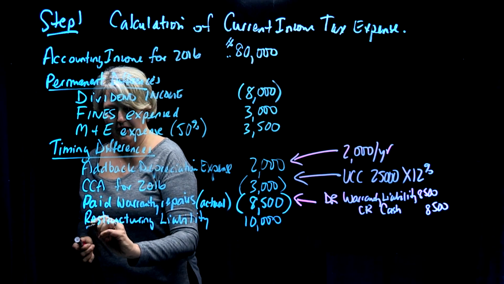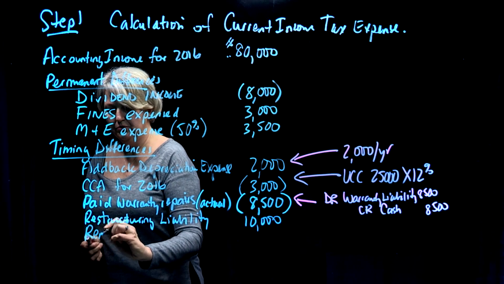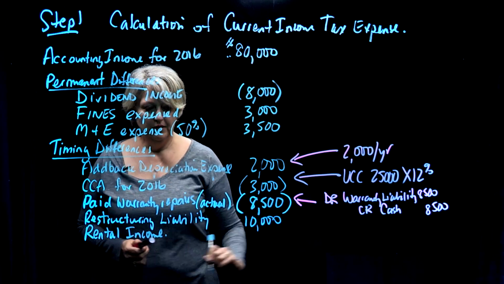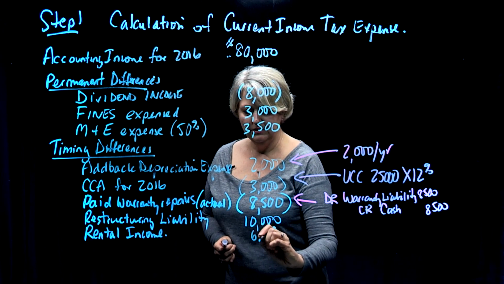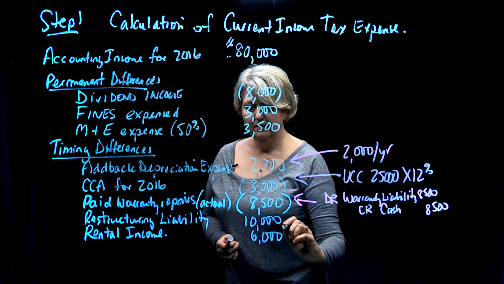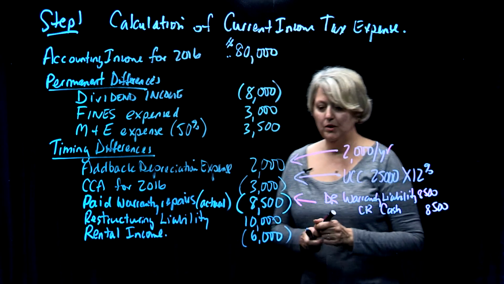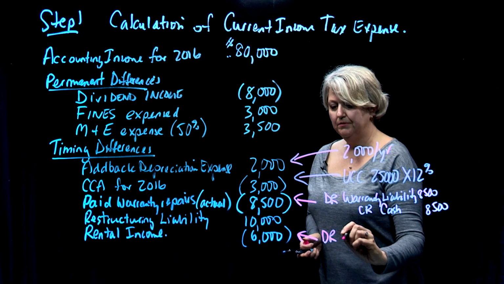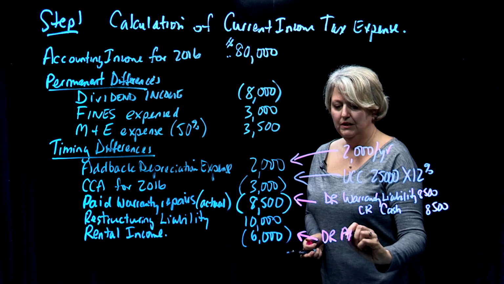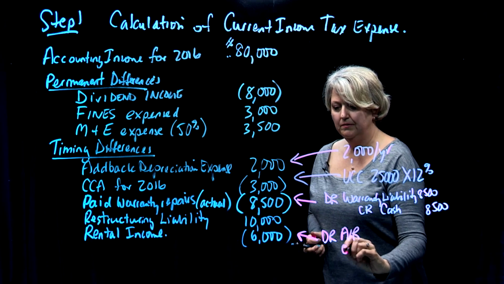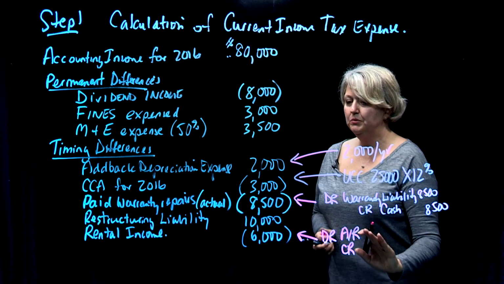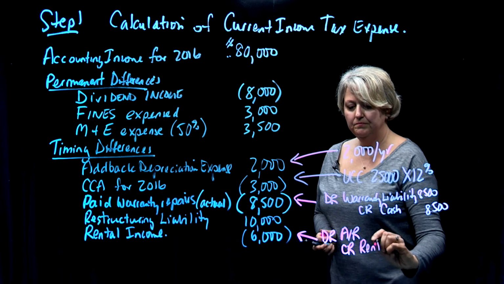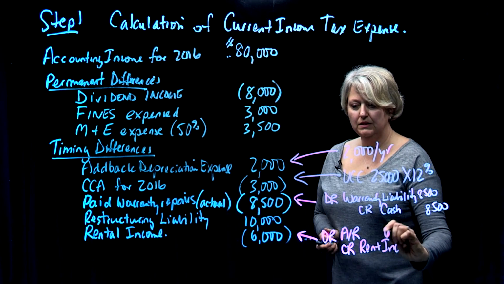And then the last one that we had that was a timing difference was related to the rental income that we had accrued. So we had accrued $6,000 worth of rental income. So the journal entry when we accrued the rental income was a debit to some type of receivable. So it could be rent receivable or something. I'll just say accounts receivable for simplicity. So the entry we recorded in 2016 was a debit to the accounts receivable and a credit to rental income, $6,000.